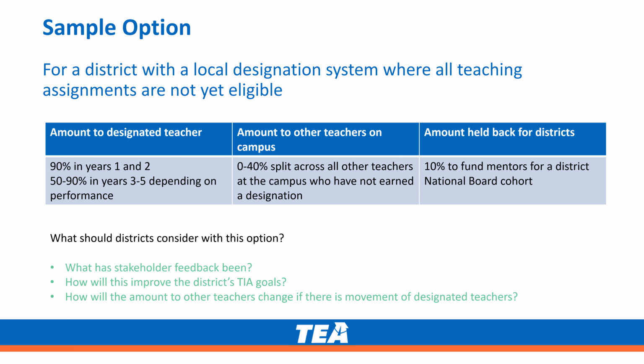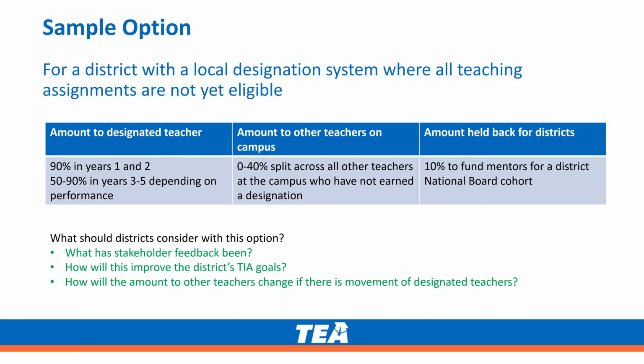This district should consider the following. First, what has stakeholder feedback been? Second, how will this improve their district's TIA goals? And then finally, how will the amount to other teachers change if there is movement of designated teachers?